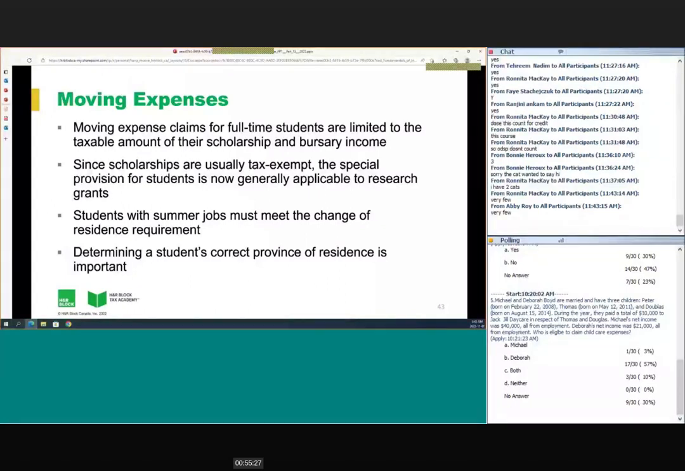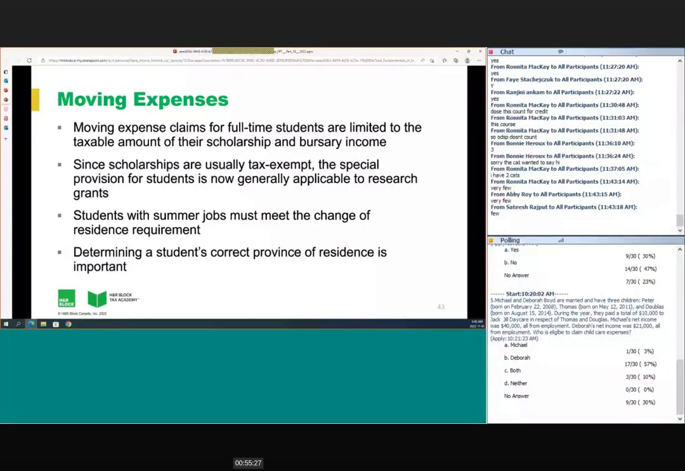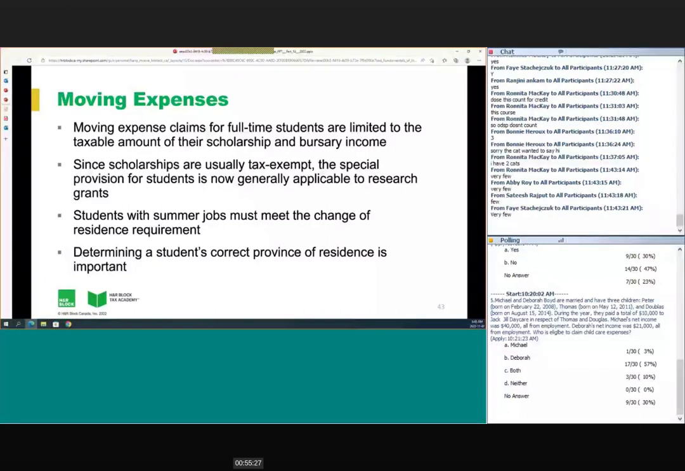Exactly, very few. Because your moving expenses are limited to the taxable income of your scholarships. And we just determined that most scholarships for full-time students are exempt. So you can see that you're not going to get a lot of students claiming it.